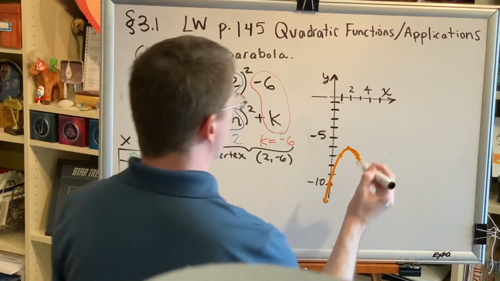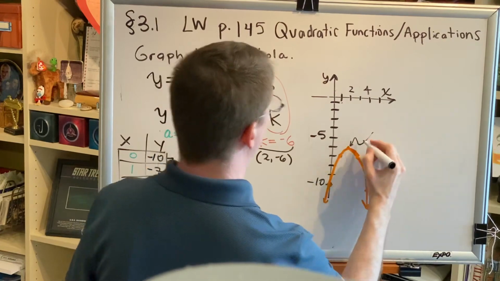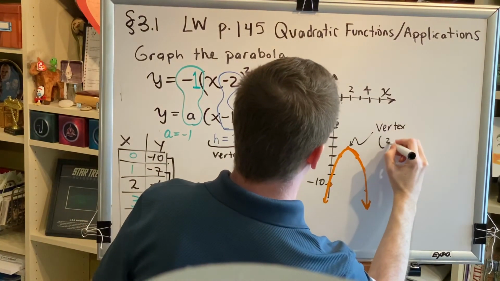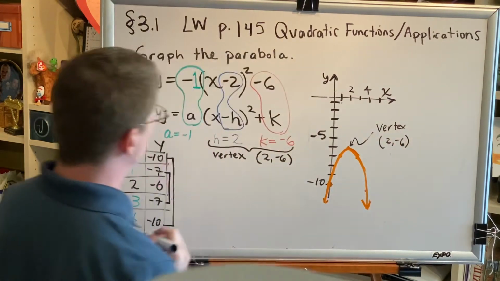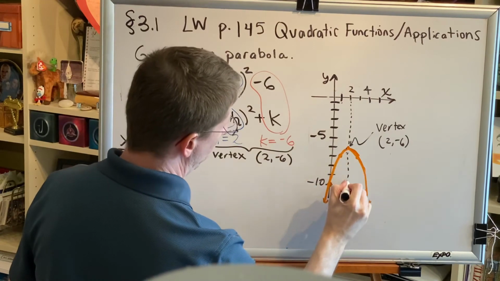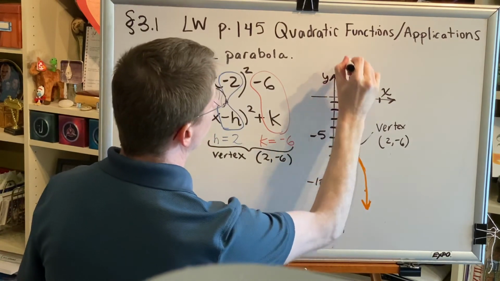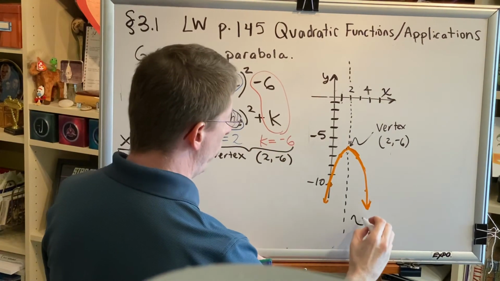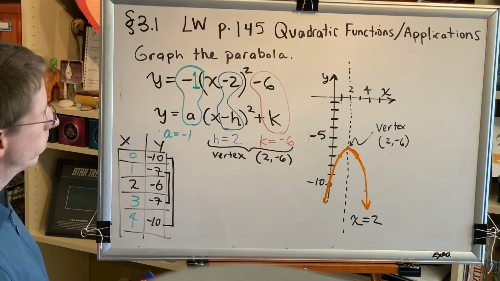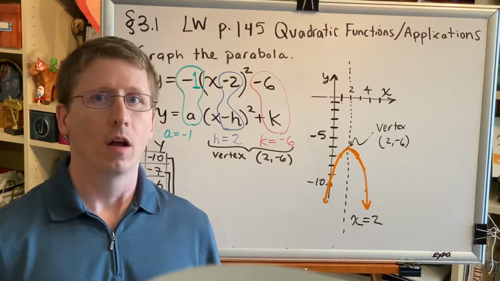Our vertex is this point right here at coordinates (2, -6). Our axis of symmetry is the vertical line through the vertex, which is x equals 2. And that is the end of our third example.